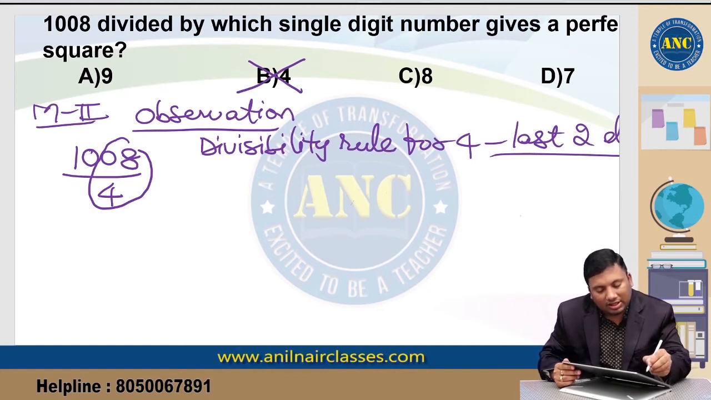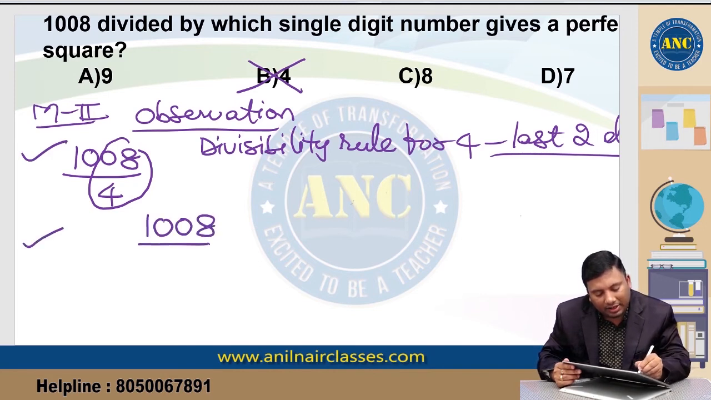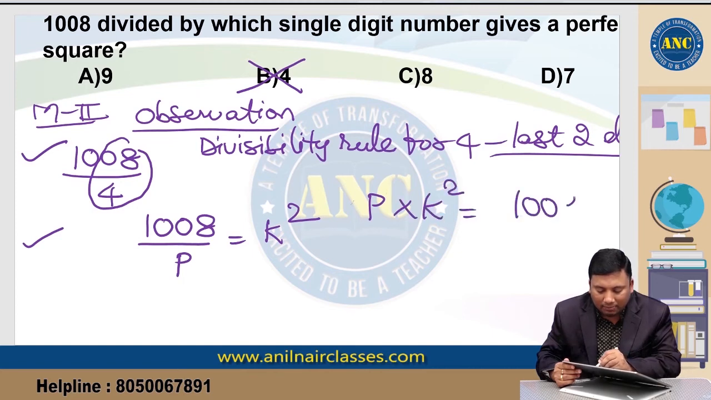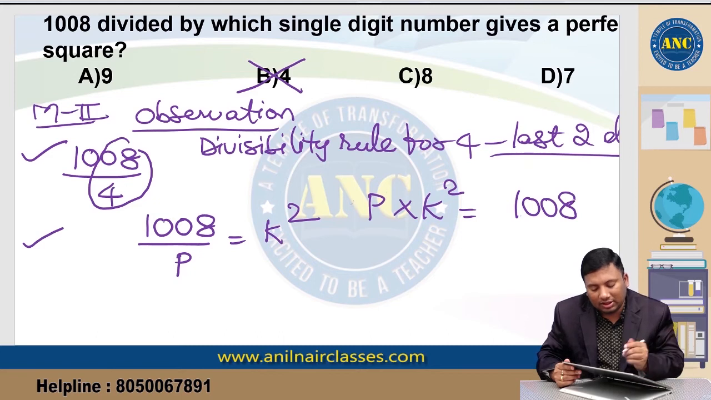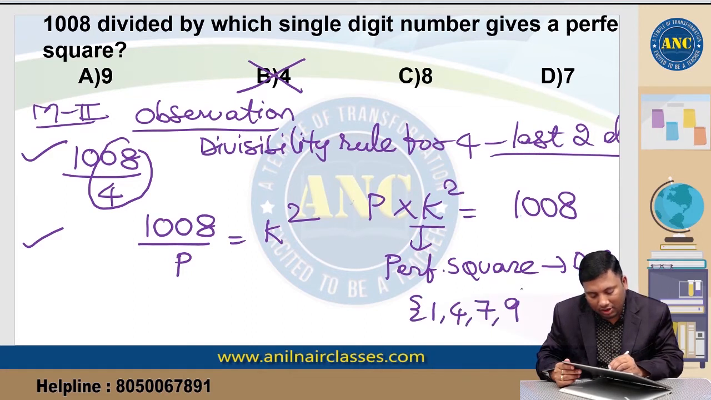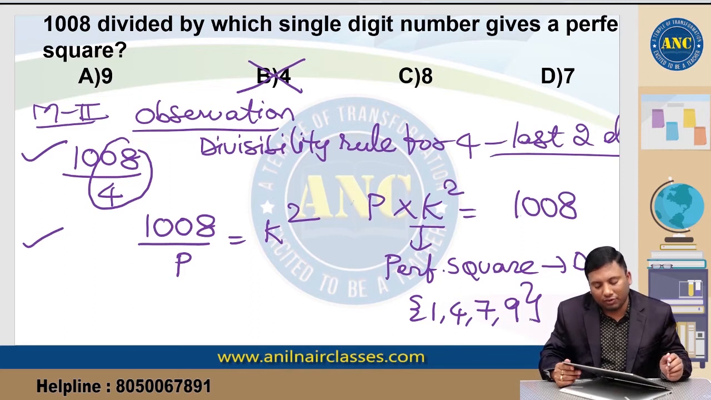Now suppose this is the first observation. Second observation: 1008 divided by P is nothing but K square. Am I right? So P into K square is nothing but 1008. K square is a perfect square. Every perfect square will have a digital sum of 1, 4, 7 or 9.